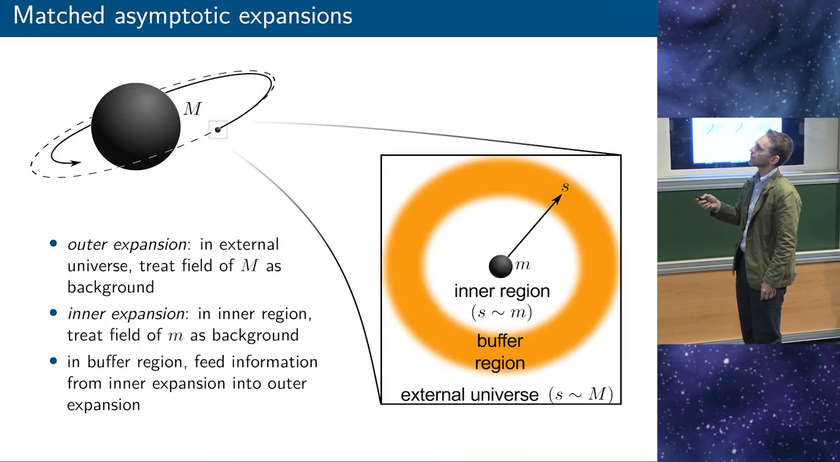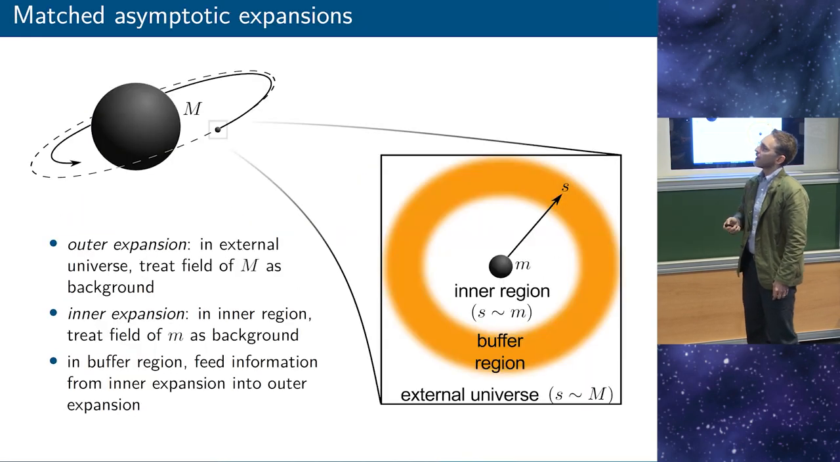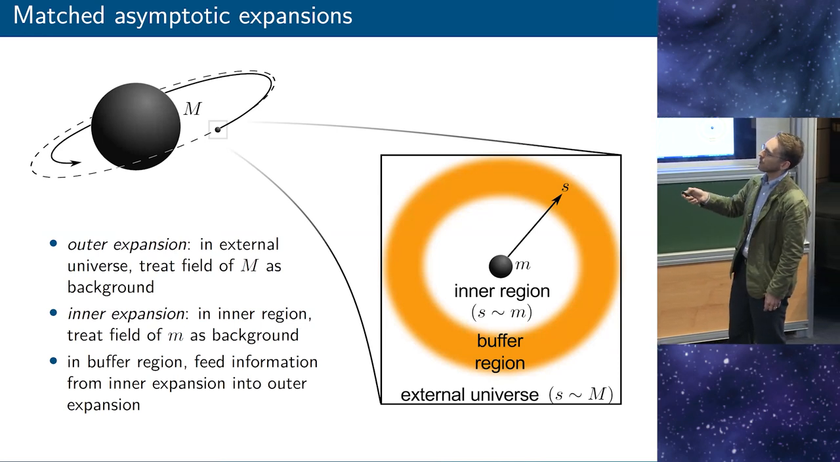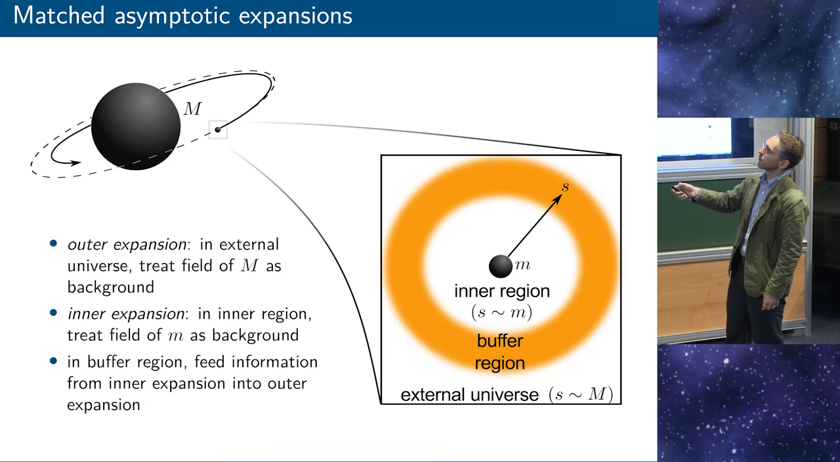Okay, jumping a few slides here. Okay, so the local problem. Here I'm illustrating a binary, but the point is, for the local problem, you zoom in on the region near the smaller body, and it doesn't really matter what's out here. It could be anything.